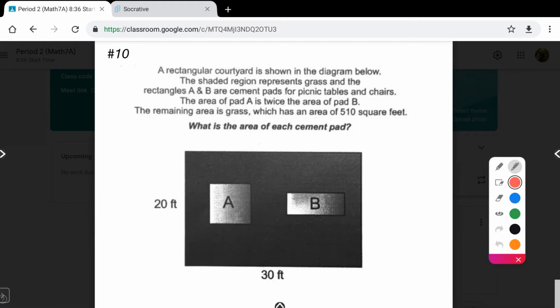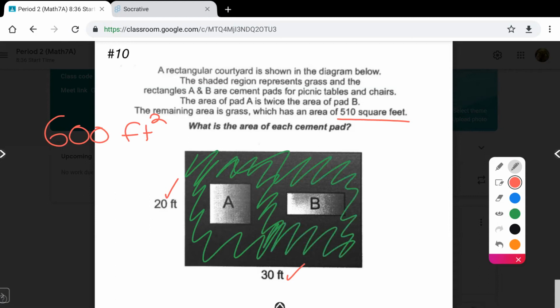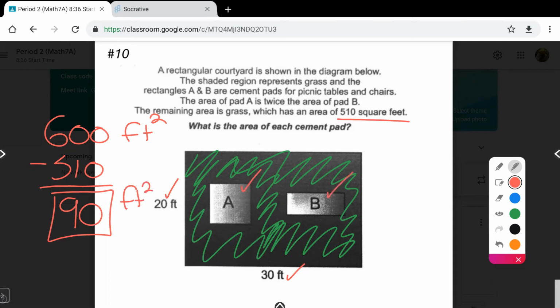So to do this question, the first thing that we need to do is calculate the area of the entire picture. And that's going to be 20 times 30, which is going to give us 600 square feet of area to work with. Now, if 510 is nothing but grass, then that's all the area around here minus the pads, A and B. So when I take that and subtract the 510, what I'm left with now is 90. So 90 feet squared to be exact is the area combined of A and B.